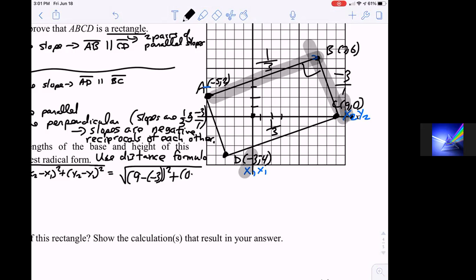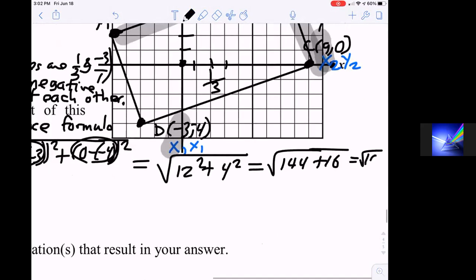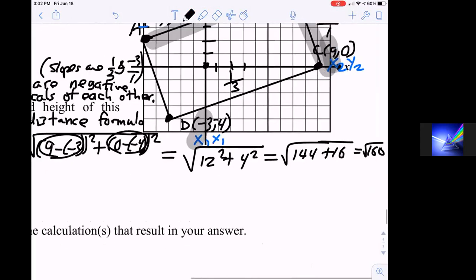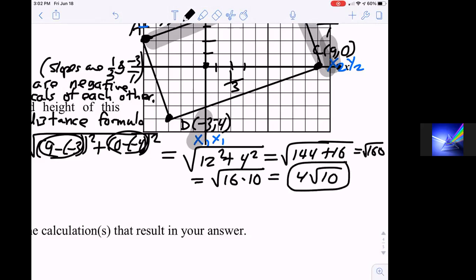0 minus negative 4, squared. Well, that's the same thing as 12 squared plus 4 squared, which would be 144 plus 16, which would be 160. Now, 160 changes into 16 times 10, which is the same as 4 radical 10. So here's the base.